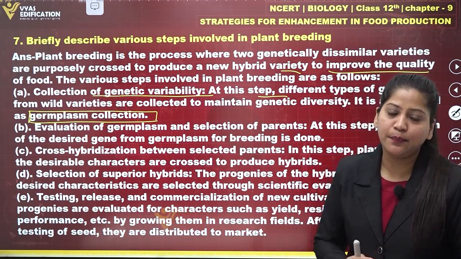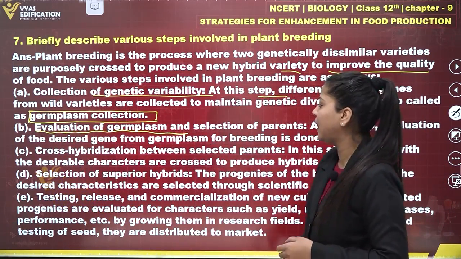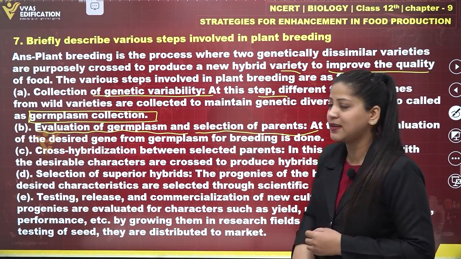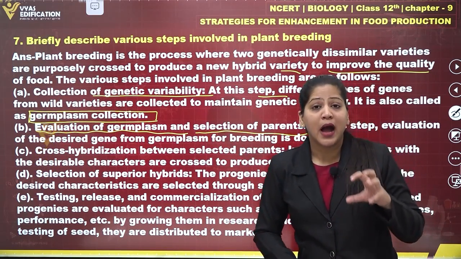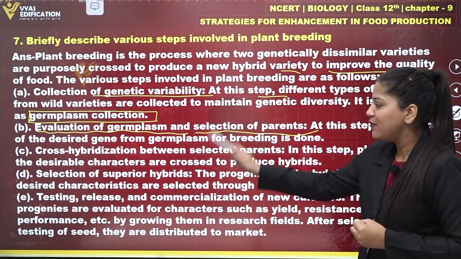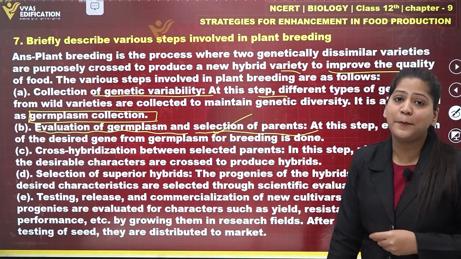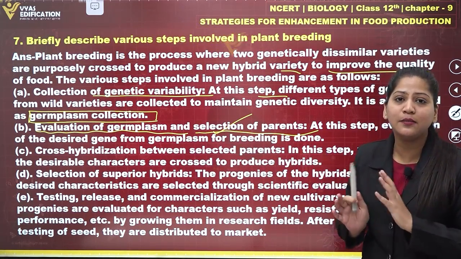Then the next step, the second step in plant breeding, is evaluation of the germplasm and selection of parents. After collecting the genes from wild varieties, what do we have to do? We have to evaluate the germplasm and we have to select the parents from the germplasm collection.